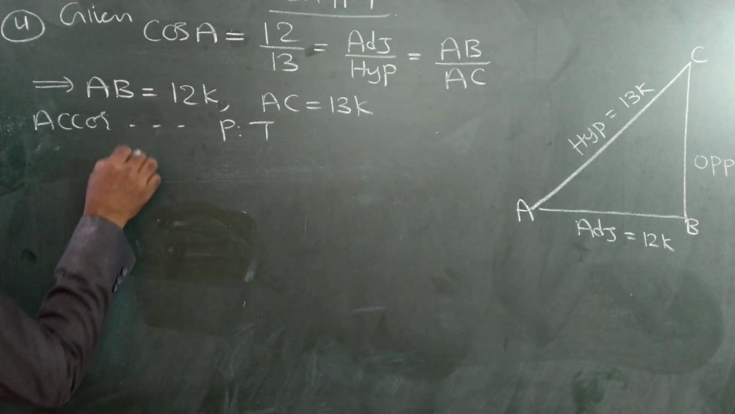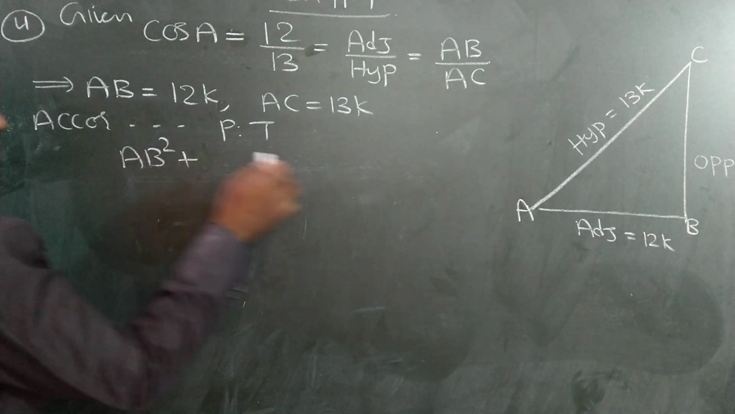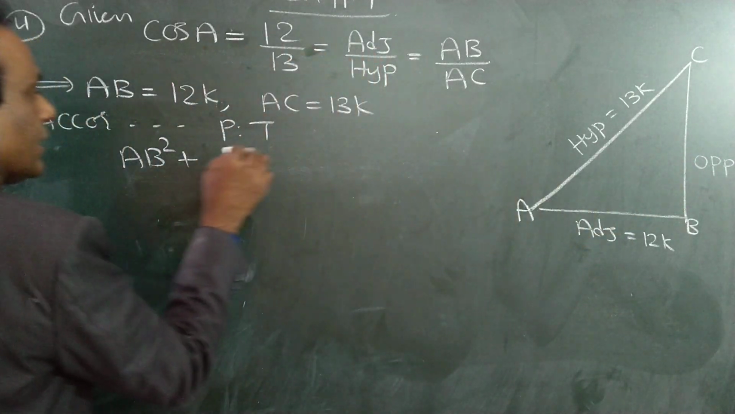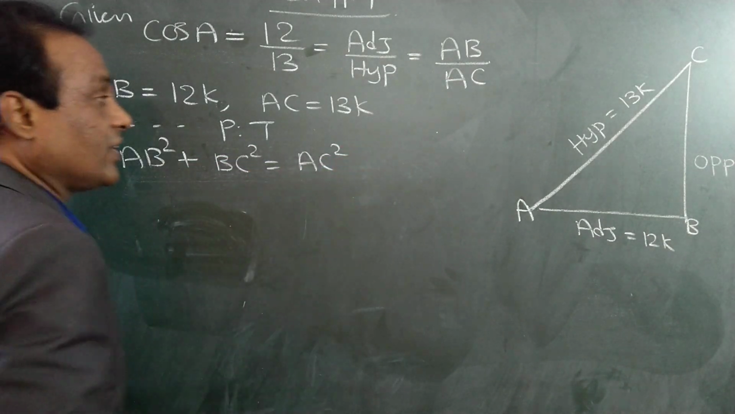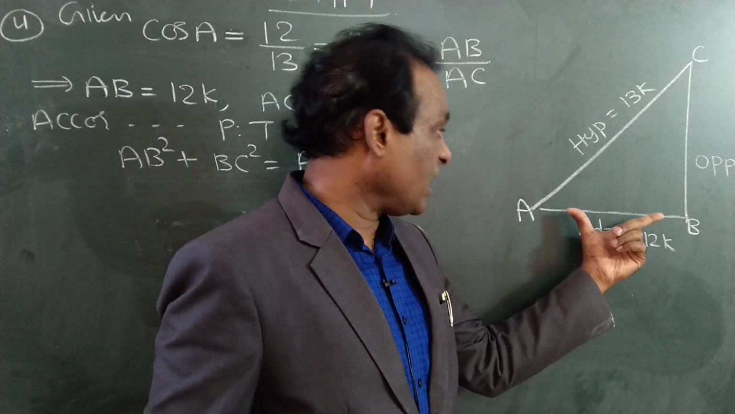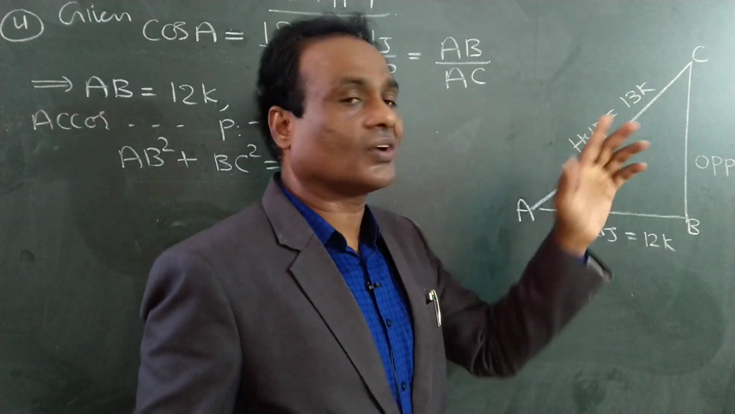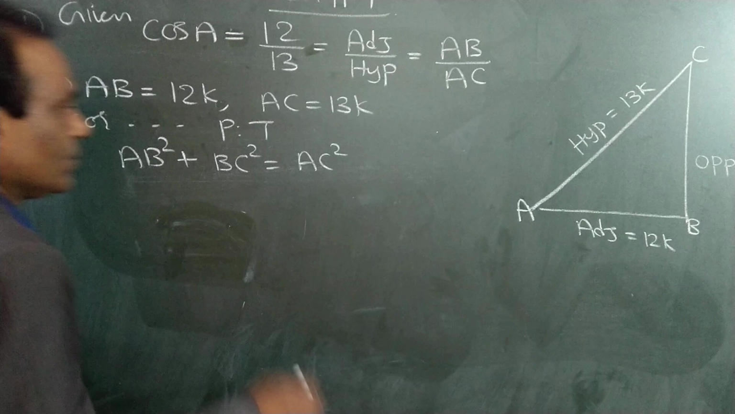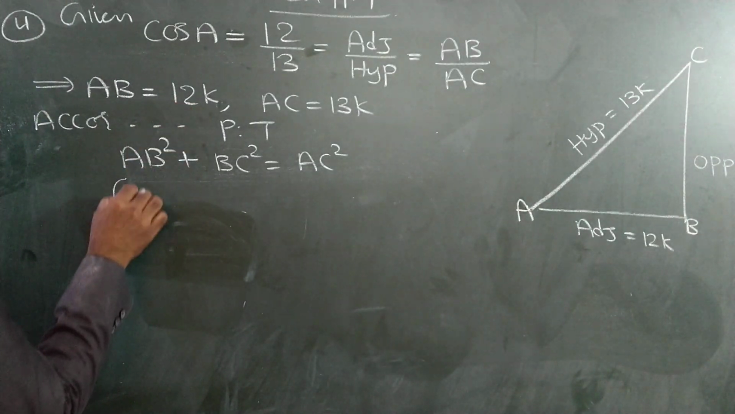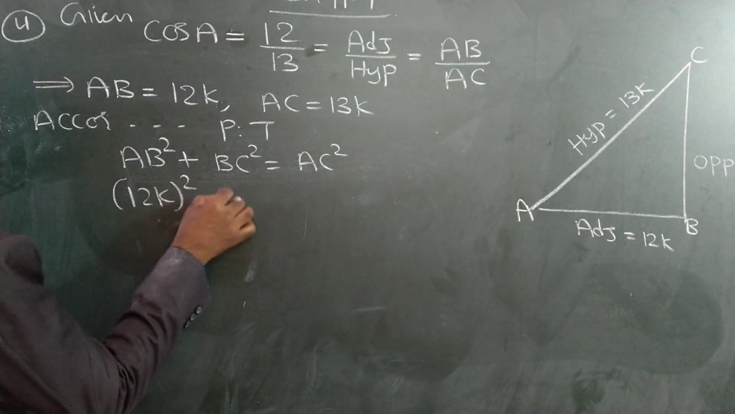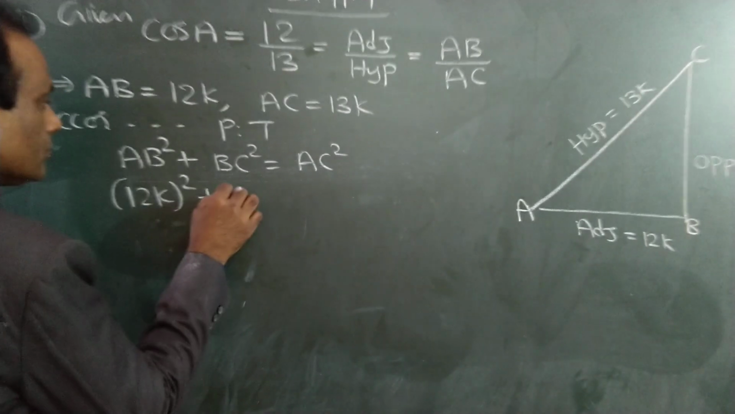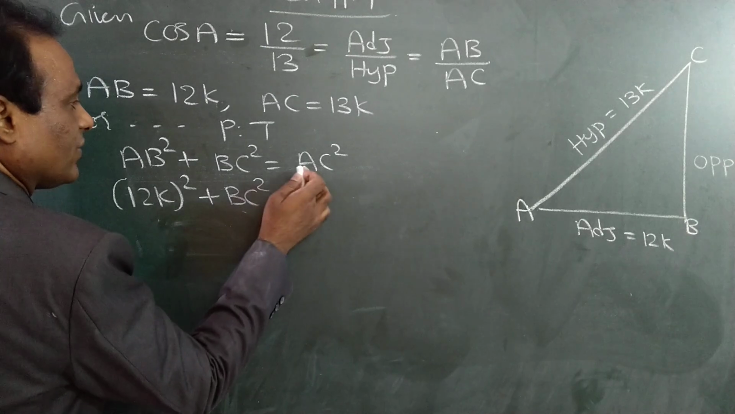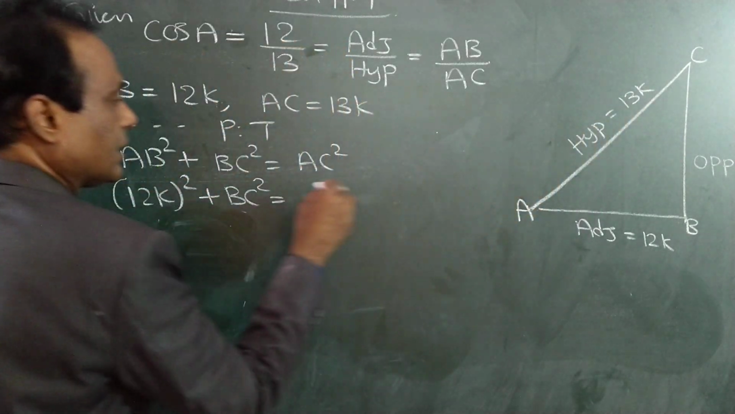Pythagoras theorem, see here. Smaller side square plus smaller side square is equal to bigger side square. What is the bigger side? AC. AB square plus BC square is equal to AC square. This is the Pythagoras theorem. What is AB? 12K. What is BC? We don't know. We have to find. What is AC? It is 13K.